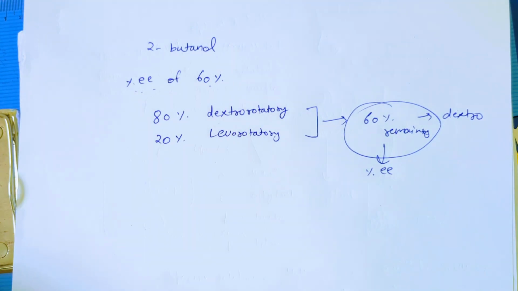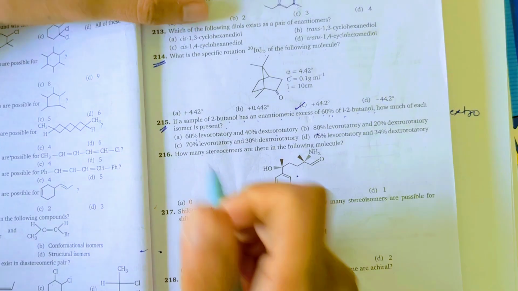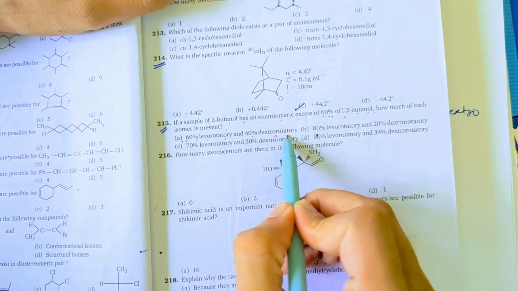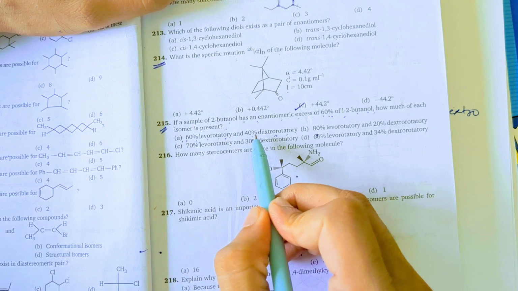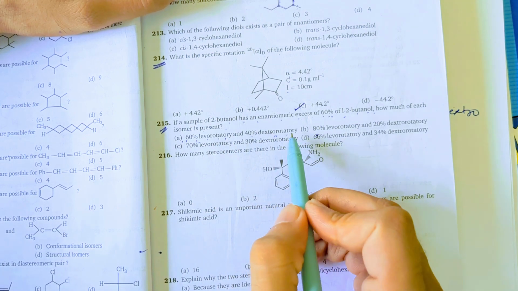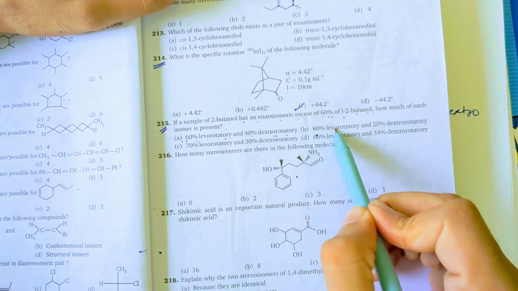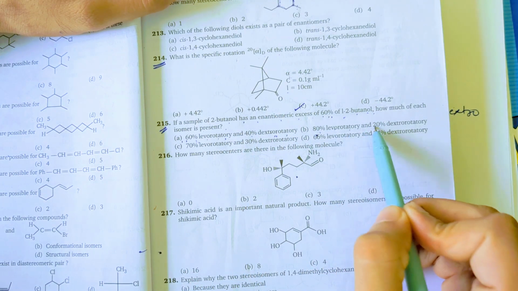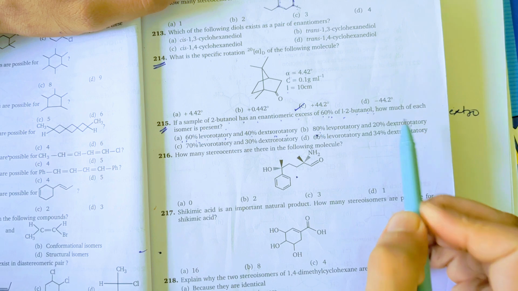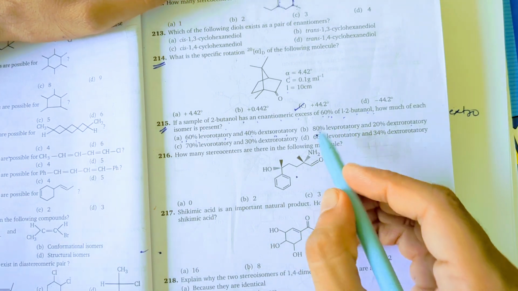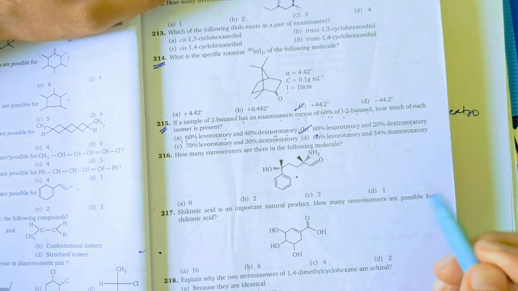Okay, so here are the options. The first option is 60% levo and 40% dextro. 60% levorotatory and 40% dextrorotatory means the enantiomeric excess will be 20%, and 80% levorotatory and 20% dextrorotatory means the enantiomeric excess will be 60%. So option B is correct.